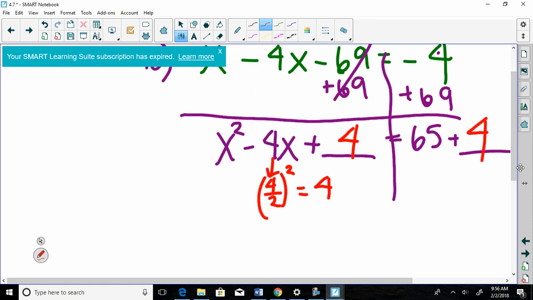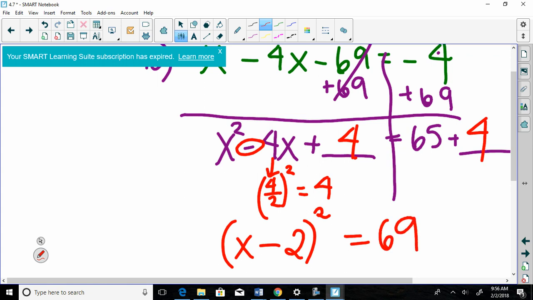Now we turn this into our perfect, cute little binomial, right here. And so, what sign's going to go right here? Well, looking at this, since this is minus right here, what's going to go here? A minus, right? And then we can either factor it or take the square root of this number. What's the square root of 4? 2. Squared, yep. Equals, what's 65 plus 4?